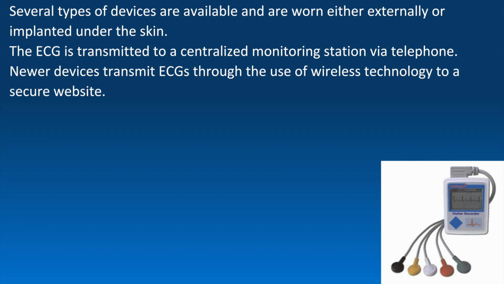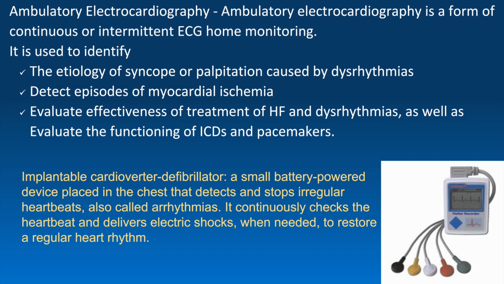Several types of devices are available and are worn either externally or implanted under the skin. The ECG is transmitted to a centralized monitoring station via telephone. Newer devices transmit ECGs through the use of wireless technology to a secure website. ICD means implantable cardioverter defibrillator, a small battery-powered device placed in the chest that detects and stops irregular heartbeats, also called arrhythmias. It continuously checks the heartbeat and delivers electric shocks when needed to restore a regular heart rhythm.